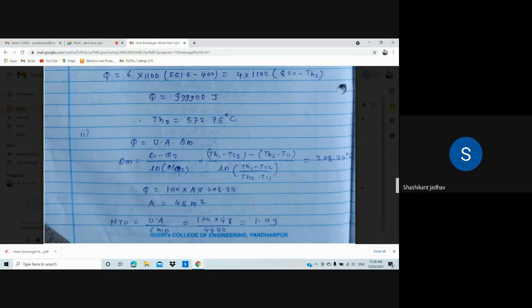Now we have to put the values into this equation and find out the value of area. Q is equal to U into A into theta m. What is the value of Q? That is 4 times 900. Then what is the value of U? U is nothing but 100. Then the area we have to calculate. Theta m we have calculated, that is 208.3. So by putting this value, we have to calculate the value of area. That is A is equal to what? All of you do the calculation for the area and put that answer in the chat box.